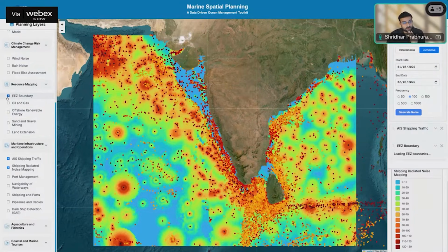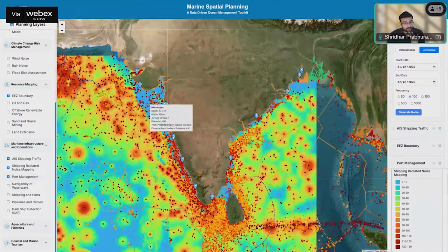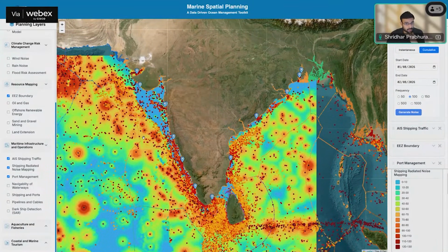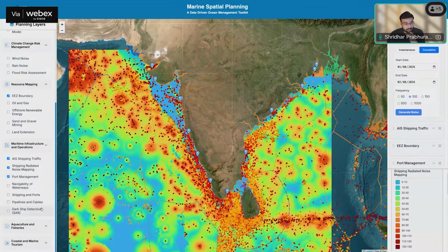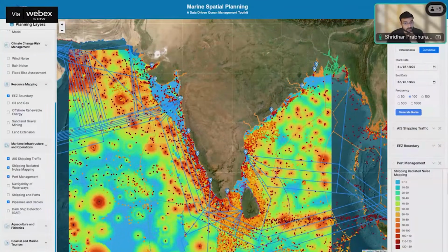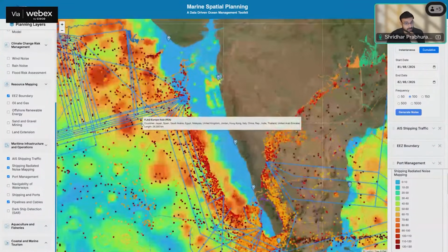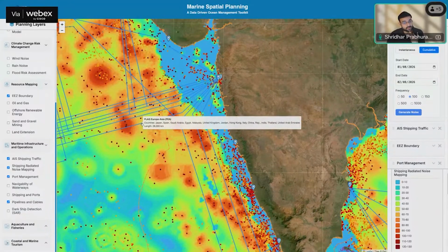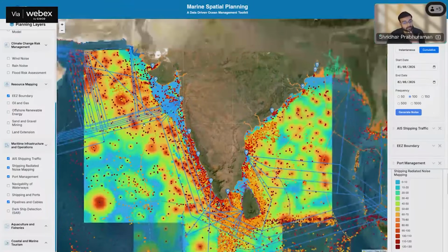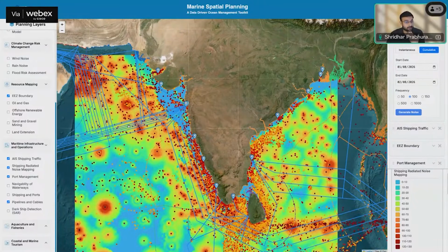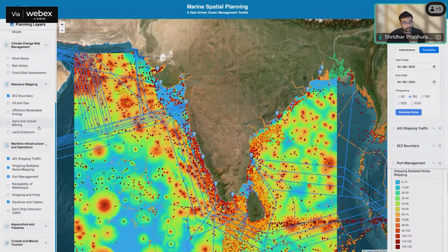Now, the value here is not just on a single layer, it is about integrating multiple layers together. As I said, with the shipping noise, we are adding AIS traffic. I added the exclusive economic zone boundary. We can understand port management, identify the different ports and where they are currently present. We can also see pipelines and cables. So this is for the undersea pipelines and cables that we have. Essentially, it shows us, around the noise and the shipping traffic, which pipelines and cables exist, and what traffic we see around them, and so on and so forth.